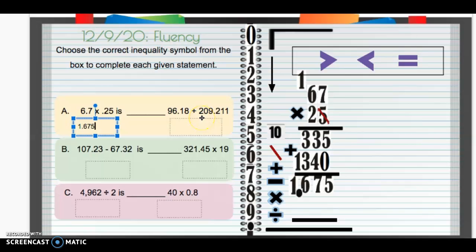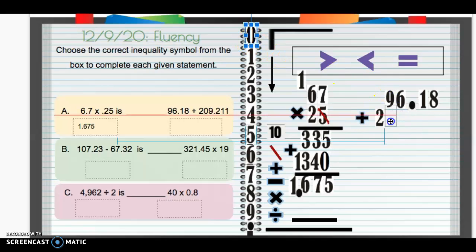So now I have to add 96.18 and 209.211. So when I add, I make sure I line up my digits and decimal points. So I have 96.18 plus, and then the 2, I'm going to have to move that plus sign over. Because remember, we want to make sure we line up our decimal points and the digits. If we don't line up the digits, then we're not going to get the problem correct.